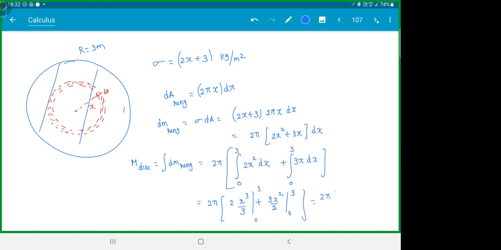So this will be 2 pi into 2. Put 3 there. That will be 3 cubed by 3, that will be 9. Plus 3 into 3 square by 2. 2 nines are 18. 18 plus 27 by 2. 18 twos are 36, 36 plus 27 is 63 by 2. 2 pi into 63 by 2. 2 cancels off, 63 pi. Check it out. So the answer is the mass is 63 pi kgs.